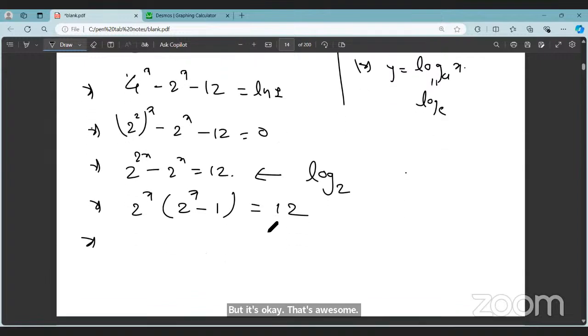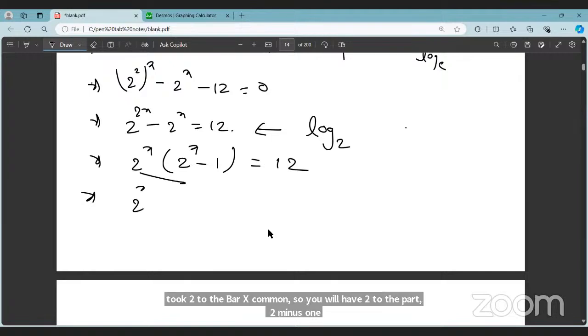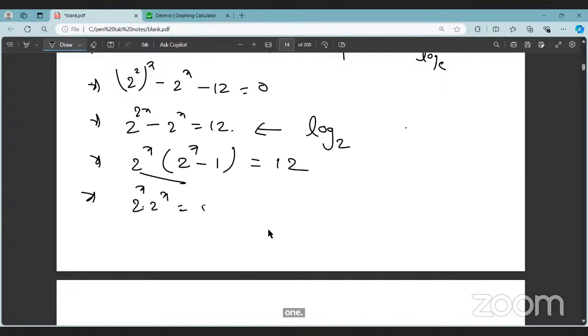How can we separate? It will be 2 to the power x common, so you will have 2 to the power x minus 1. If you multiply them, then it will be 2 to the power x into 2 to the power x, which is 2 to the power 2x, right? And 2 to the power 2x is 4 to the power x. Is it correct now? Just a minute.